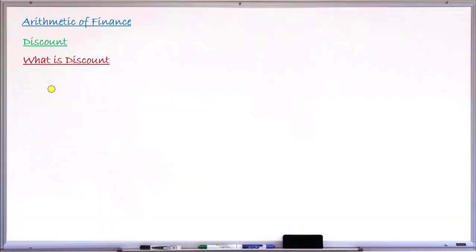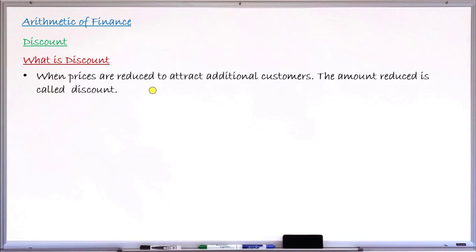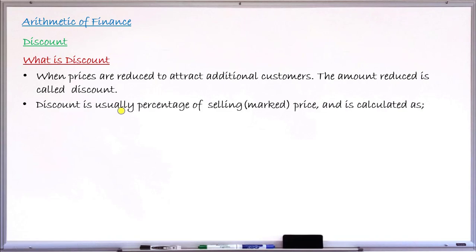To begin the lesson, let me first explain the term discount. Discount is the money reduced from the original selling price of an item to attract additional customers. That amount of money reduced from the original sale price of the item is what we refer to as a discount. The discount is usually calculated as a percentage of the selling price or the market price.